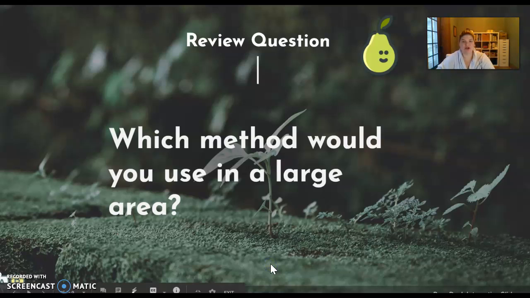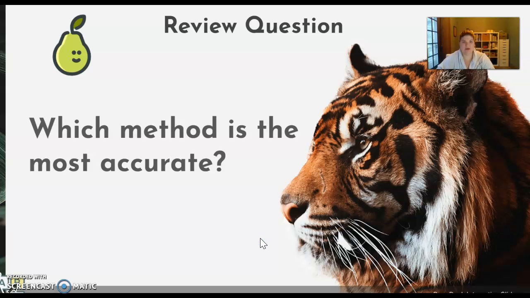Which method would you use in a large area? This is a little bit vague of a question, but I would say that you could use sampling in a large area. You could also use indirect observation, but sampling would be the best. Which method is the most accurate? There are three methods that are estimates, and one method that is not an estimate. Direct observation would be the most accurate. That's the method that is not an estimate.